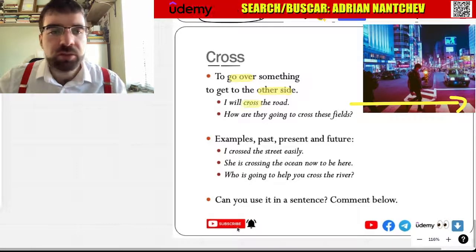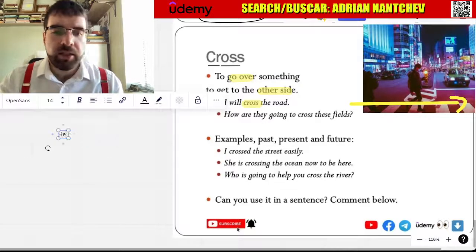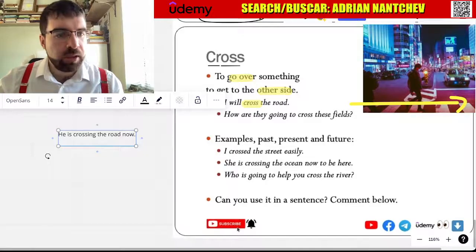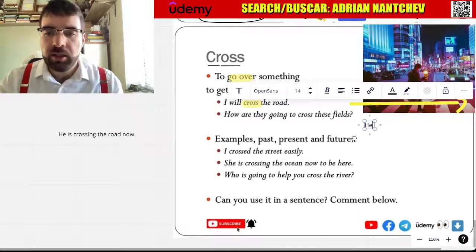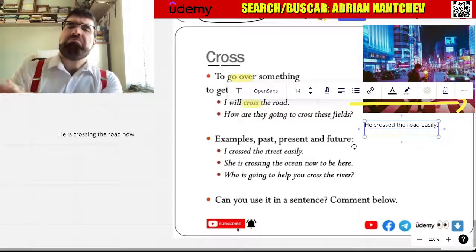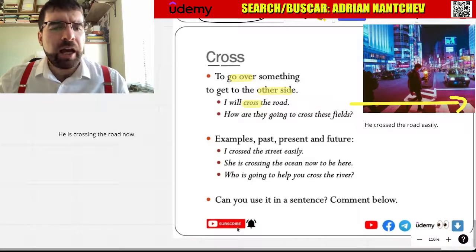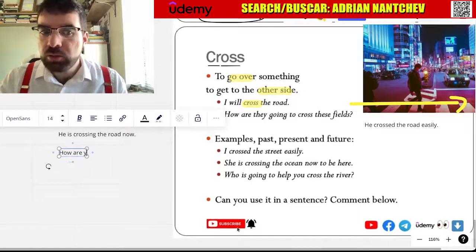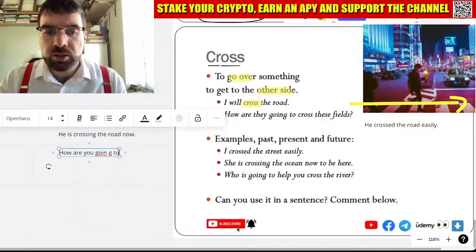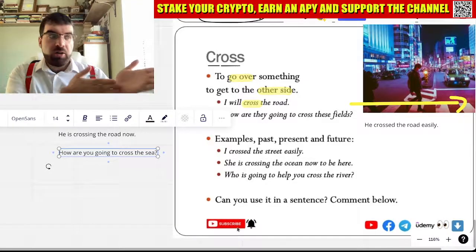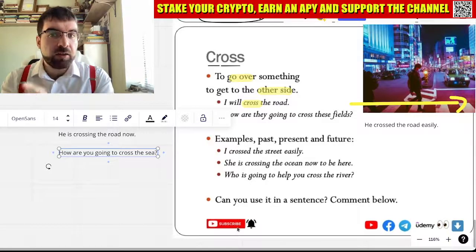I will cross the road. He is crossing the road now. He crossed the road easily. How are you going to cross the sea, the Atlantic or the Pacific?